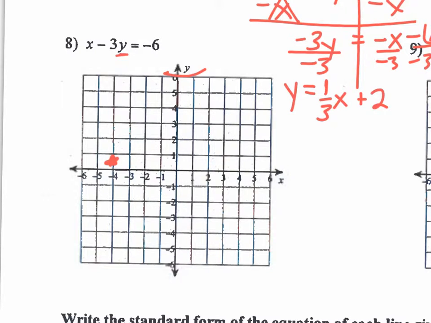I'm going to put a point here, positive 2, and then go up 1, and then over 3, 1, 2, 3, and put a point right there. And then I could copy that over here, over there. I can even put 1 point right there. And that's where my line's going to be through all those points. All right, so there's number 8.